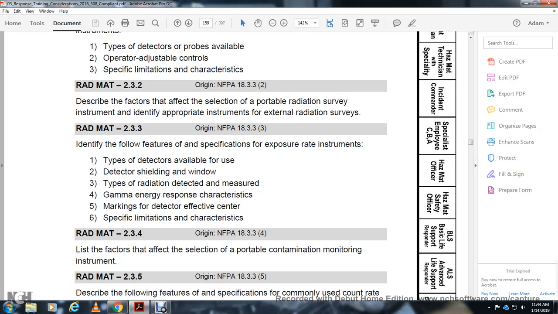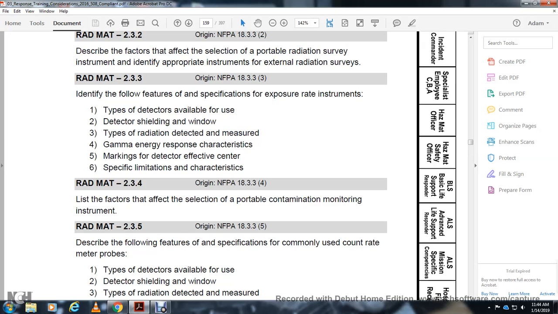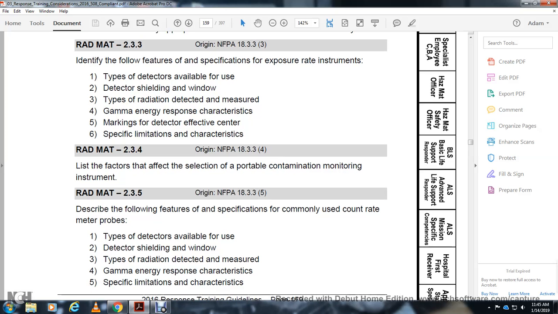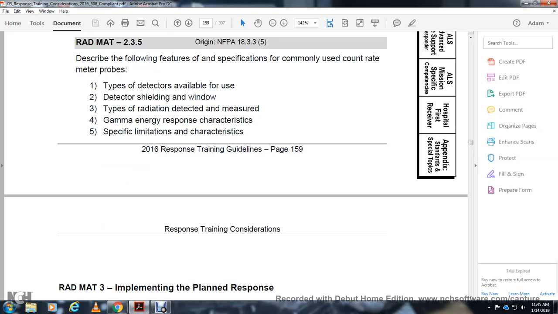List the factors of the selected portable contamination monitoring instrument. Describe the following features of the specification commonly used with the count rate meter probe. The type of the detector available to use, the detector shielding window. Type of radiation detected, measure the gamma energy response characteristics, specific limitations and characteristics.